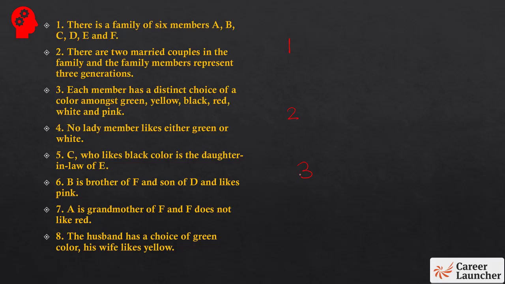Okay. A is grandmother of F. So that means A goes to first generation, being a female. F goes to third generation. F does not like red. B is brother of F. So B comes in the third generation with F. B is brother of F, son of D. D comes in the second generation, likes pink.